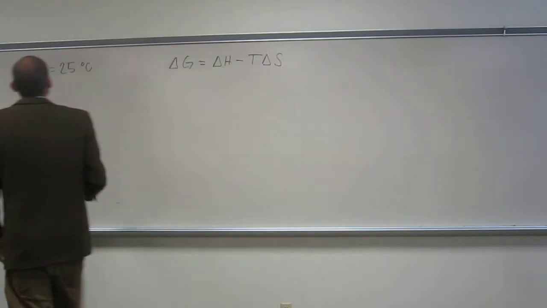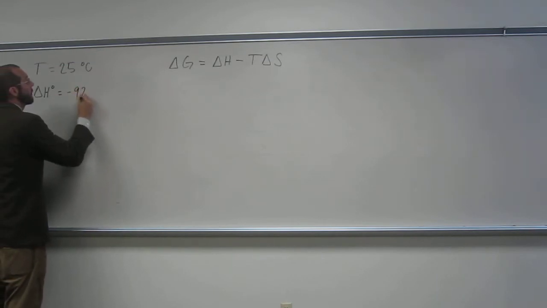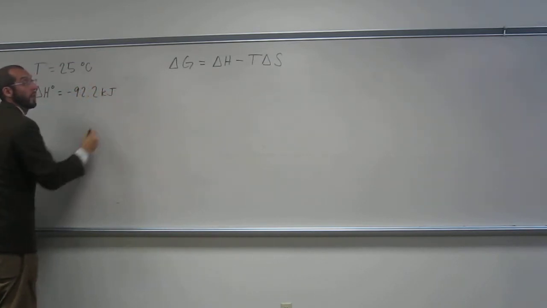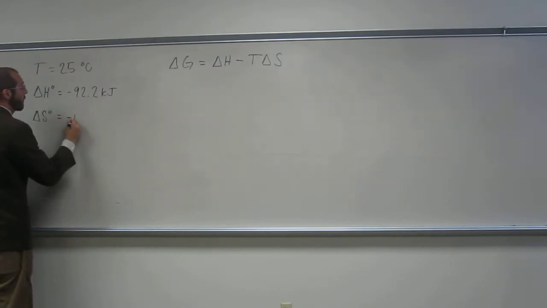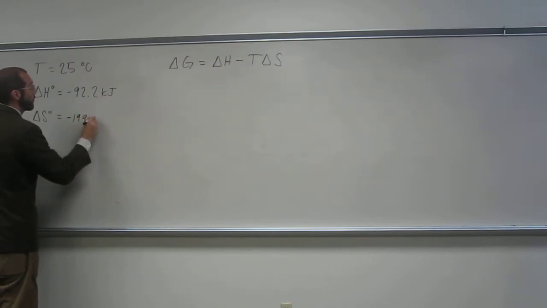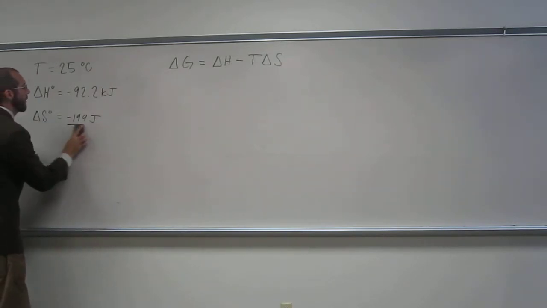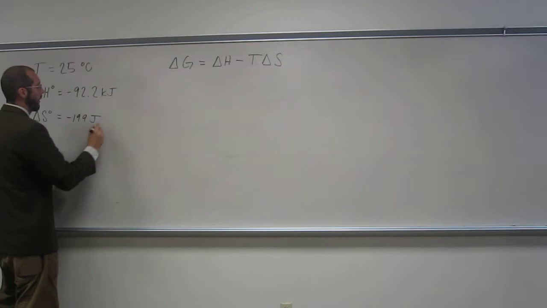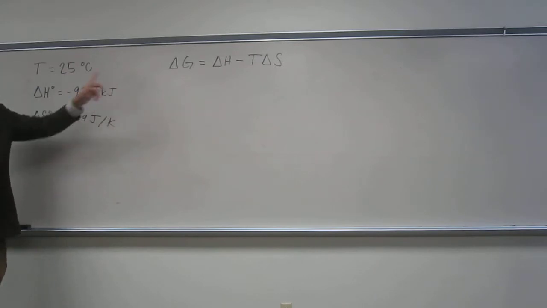And they give us delta H is negative 92.2 kilojoules, and they give us delta S is negative 199 joules per 1 Kelvin, right? Or joules per Kelvin. So they gave it to us like this. I guess I should write that one first. Joules per Kelvin. Okay? So two things you got to do. Notice this is joules, right? Not kilojoules. Okay? And this one is Kelvin, not degrees Celsius.